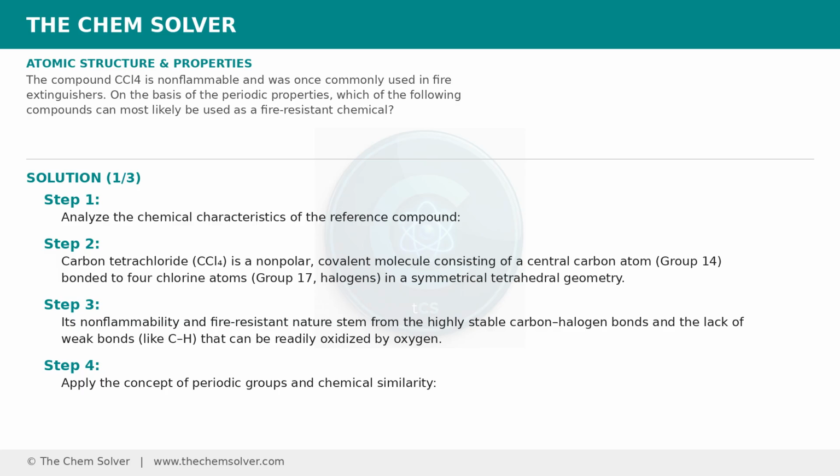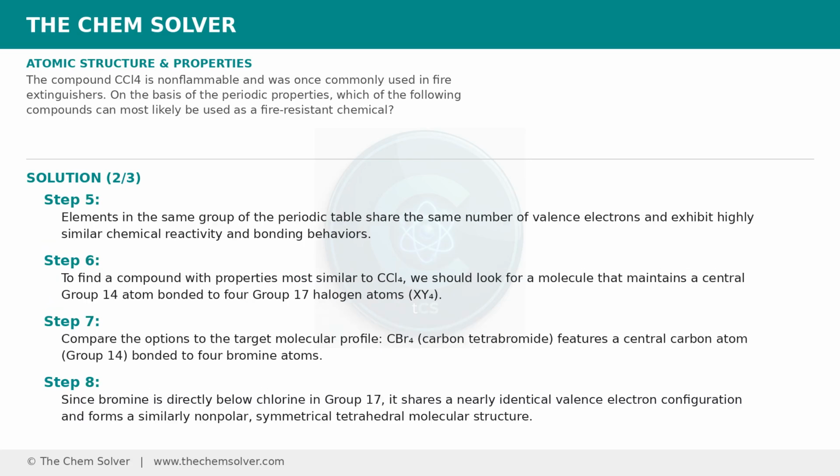Apply the concept of periodic groups and chemical similarity. Elements in the same group of the periodic table share the same number of valence electrons and exhibit highly similar chemical reactivity and bonding behaviors. To find a compound with properties most similar to CCl4, we should look for a molecule that maintains a central group 14 atom bonded to 4 group 17 halogen atoms, XY4.